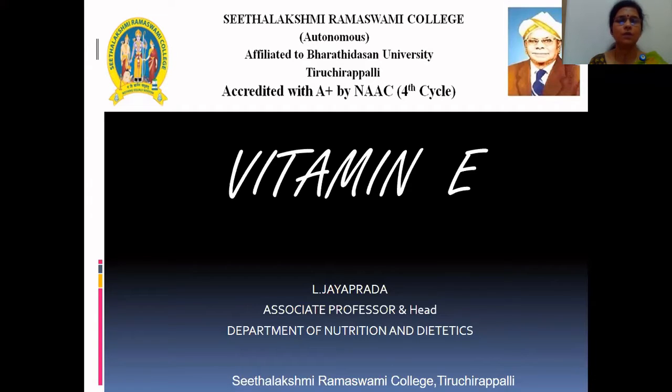Now we are going to see about vitamins. Vitamins are any of several organic substances that are necessary in small quantities for normal health and growth in higher forms of animal life. Vitamins are classified into fat-soluble vitamins and water-soluble vitamins. Fat-soluble vitamins are subclassified into vitamin A, vitamin D, vitamin E, and vitamin K. And water-soluble vitamins are subclassified into vitamins B and vitamin C.